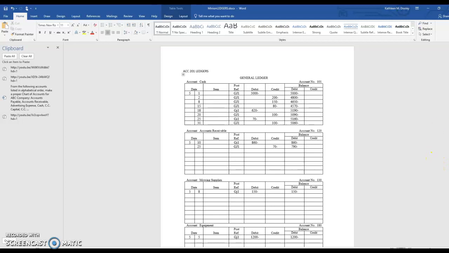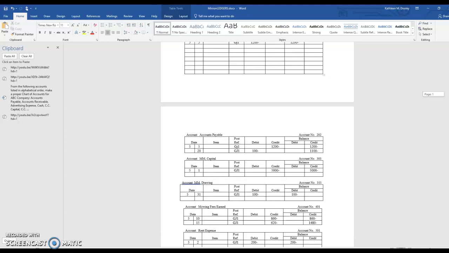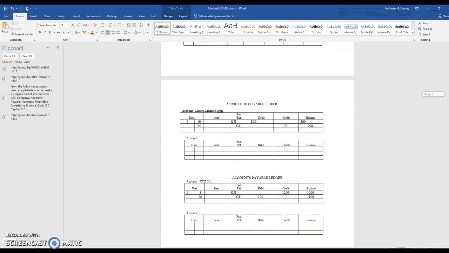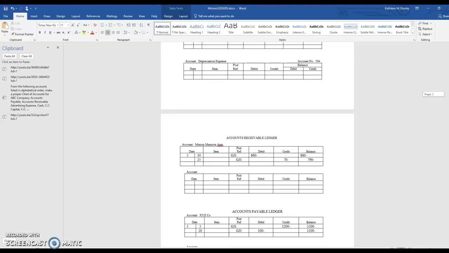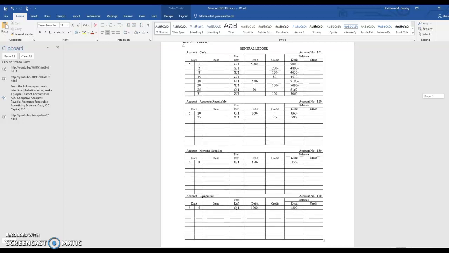So here is our ledger that we had completed. I had a tiny bit left at the end of the last video. I went ahead and just completed that last little bit of posting. So this is a complete ledger. And now we're going to see if we did it correctly and if our debits equal our credits. Now, even if our debits equal our credits, that doesn't necessarily mean it's correct.